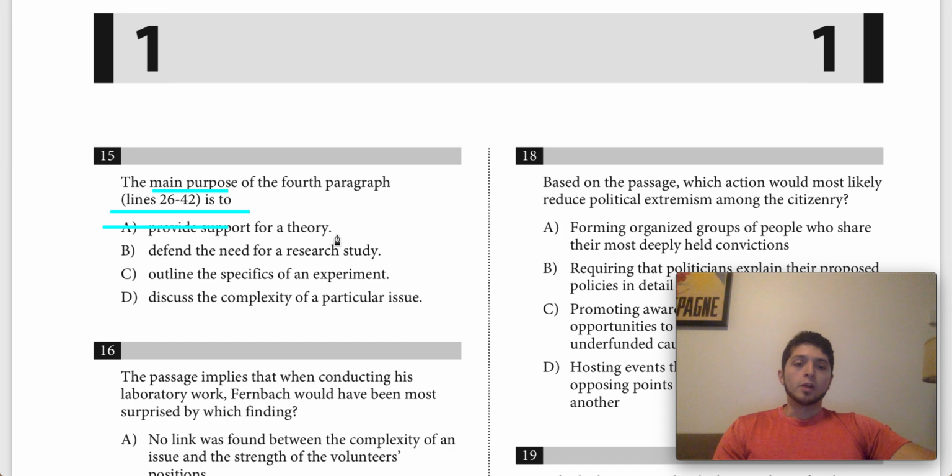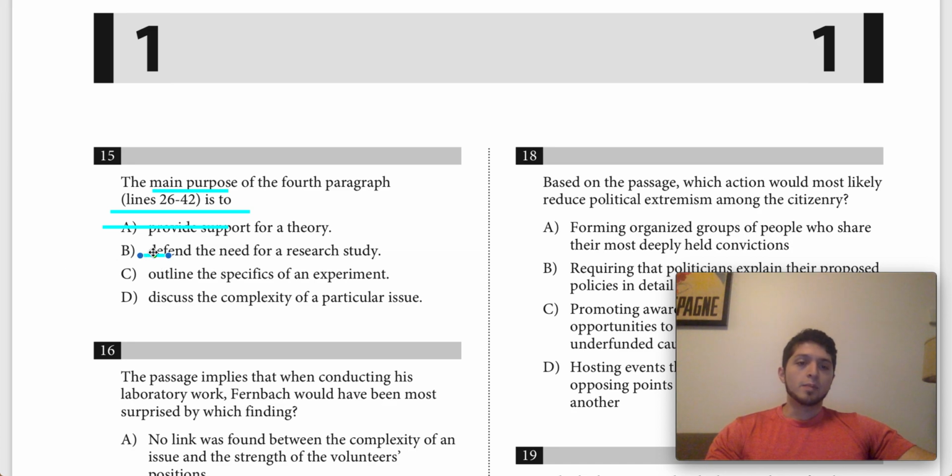B says that the fourth paragraph defends the need for a research study. So this would be true if the paragraph was basically saying, here's the reasons why we need the research study, because if we show this, then we can show that, and we need this to show that, etc. We don't really get that dynamic, so we can get rid of B.